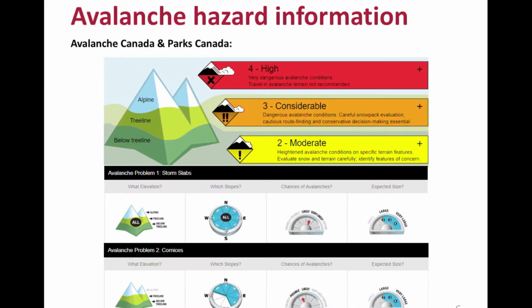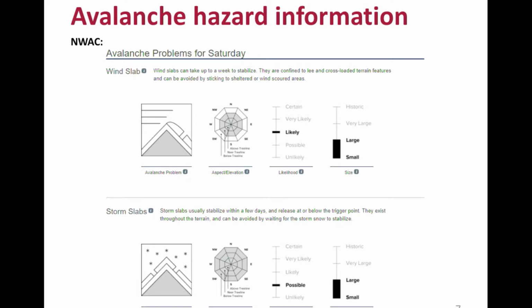So this is a screenshot of the public bulletin that's produced by Avalanche Canada and Parks Canada. It's the 3 elevation bands, same thing you use here, and then gives more information about what avalanche problems are in the bulletin for the day. Where it is, what elevation band aspect, chances of avalanche or likelihood, and the expected size. So your NWAC bulletin has the same information, what avalanche problem is there, the likelihood and the size. So it's the same framework.